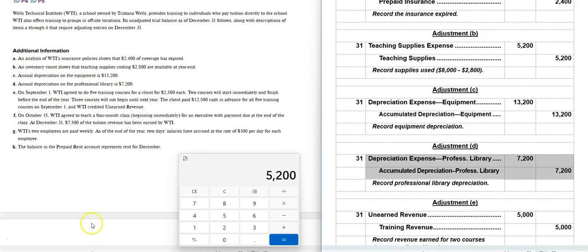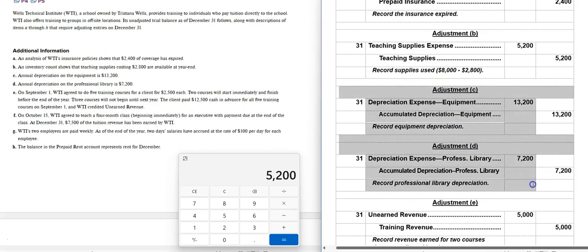Okay, it's a little bit strange and a little bit weird, but we're going to spend an entire chapter talking about this concept of depreciation in the future. For now, the reason we're learning about it in this chapter is because it's part of the adjusting process. It needs to be done at the end of the accounting period.